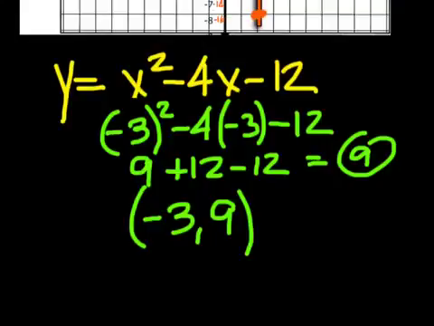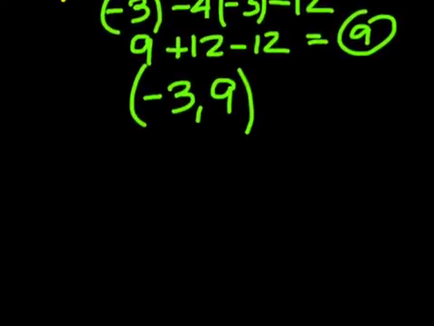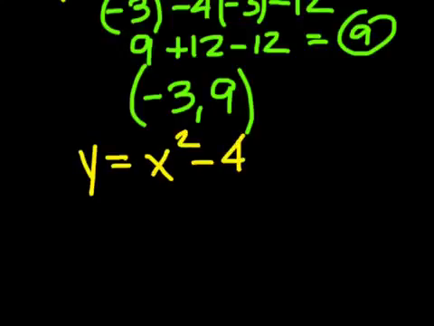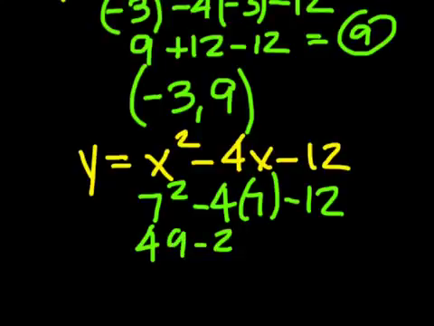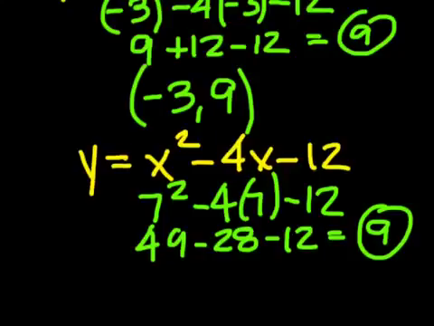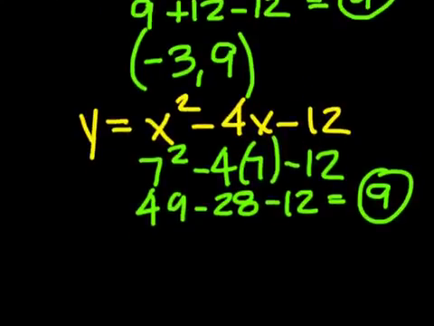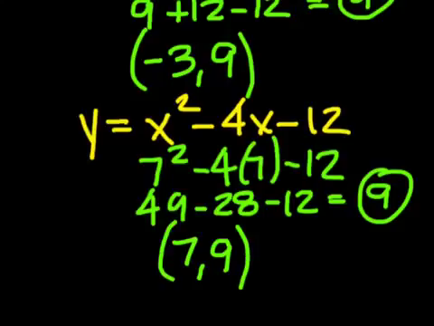And we'll do the same thing with the positive 7 that we chose from the right side. So again, your equation is y equals x squared minus 4x minus 12. And now we put in a 7 and come back with 49 minus 28 minus 12, which is also a 9. So if we put in a 7 and came back with a 9, we have the point 7, 9.